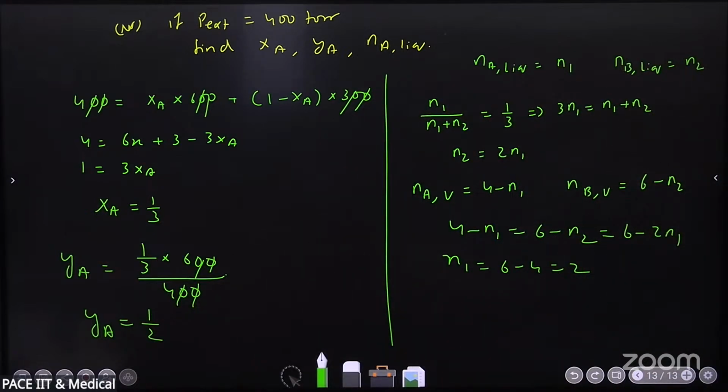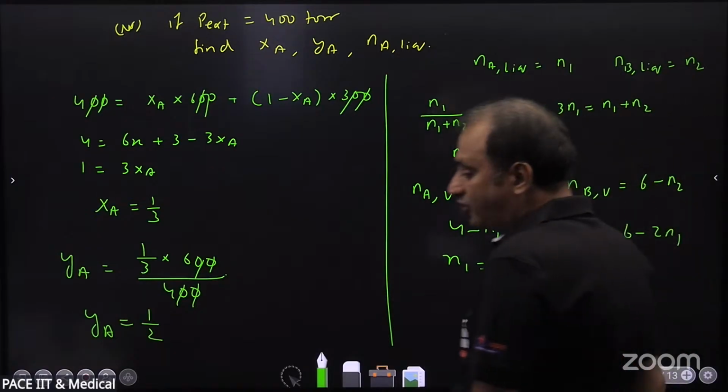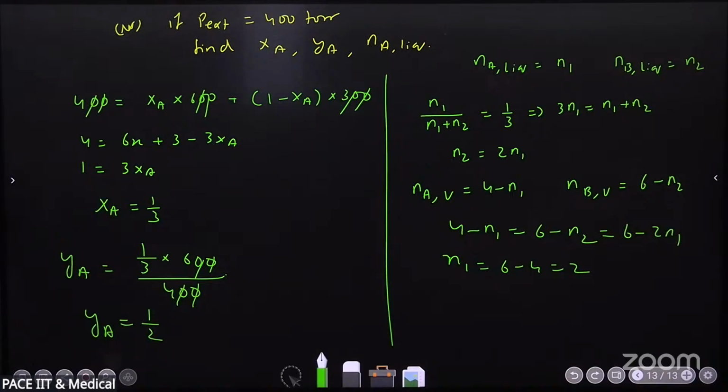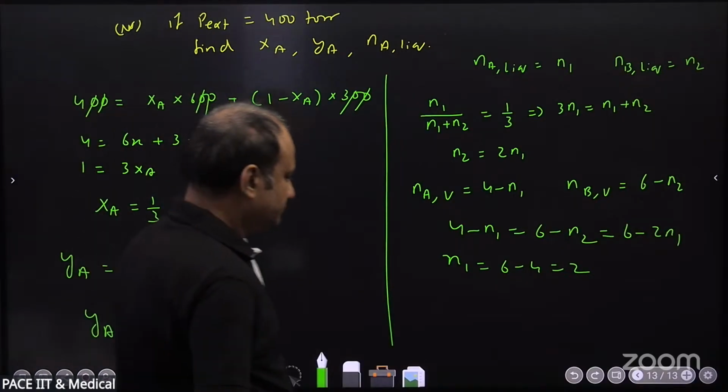So moles of A in liquid, 2. Moles of A in gas, 2. Moles of B in liquid, 4. Moles of B in gas, 2. So is this clear?